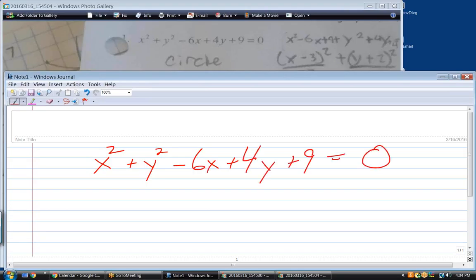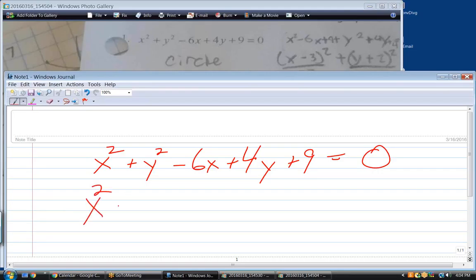This is what it started out with, right? Yep. And we know it's a circle because it has an x squared, it has a y squared, there's a plus sign in the middle, and they both have the same coefficient. That's the key. If there was a 3 in front of this one, then it would be an ellipse. The only difference between a circle and an ellipse is the coefficients are different.